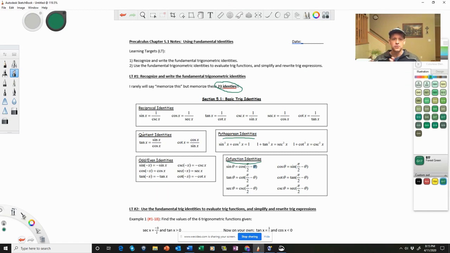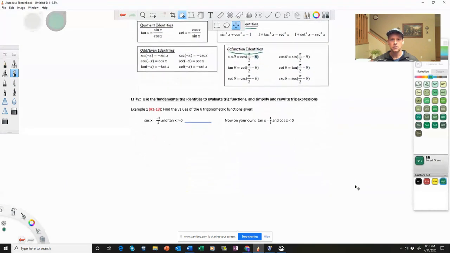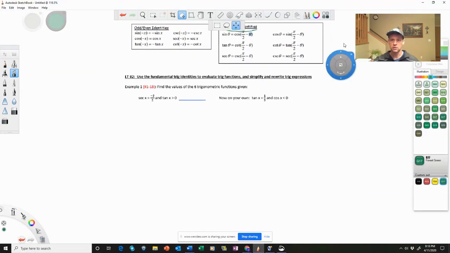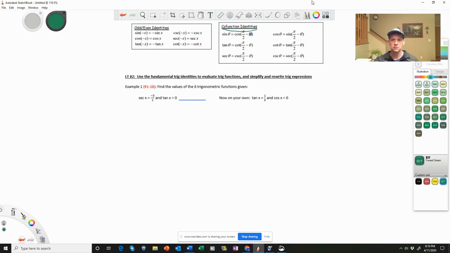All right, without any further ado, here are your targets today. You need to be able to recognize and write the fundamental identities, and then you need to be able to use them to evaluate, simplify, and rewrite trigonometric expressions. So I'm going to go through a lot of examples with you, and I would encourage you to write this along with me. Here we go.